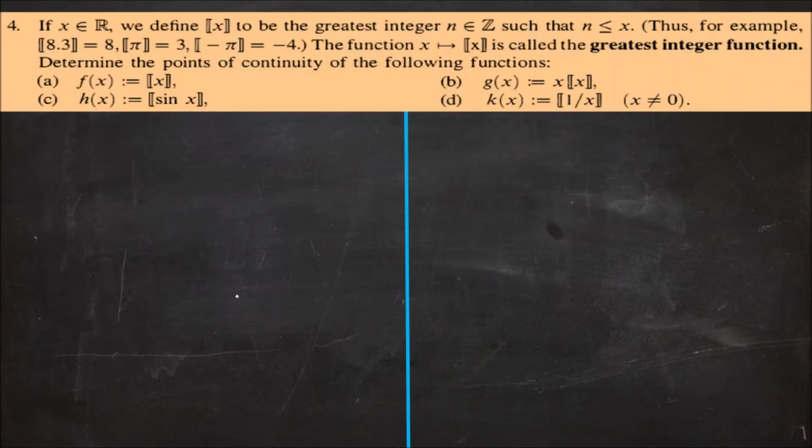So in question number 4 we are given the greatest integer function and we have to determine points of continuity for each of the following 4 functions. So in the first case, that is part A, we are given f(x) equal to the greatest integer function of x for all x belonging to R. So we have to determine its points of continuity.